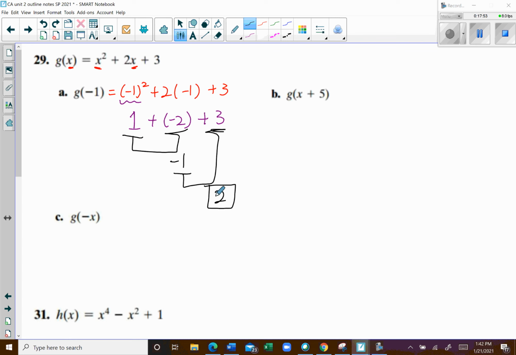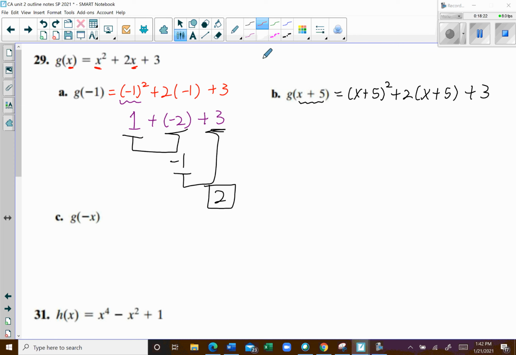Okay, part B, once again, we're going to plug in an expression that has a variable with it right here. So x plus 5. So let's see what we got here. We're going to have (x plus 5) squared plus 2 times (x plus 5), and then a plus 3. Okay, the most common mistake we'll see on this problem here is students will just square the x and the 5, and that is not correct, okay?